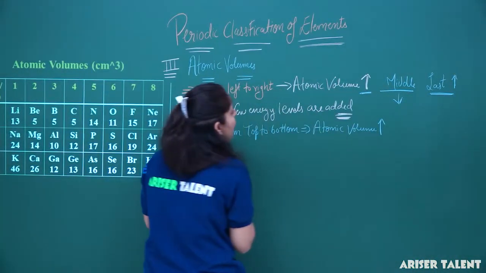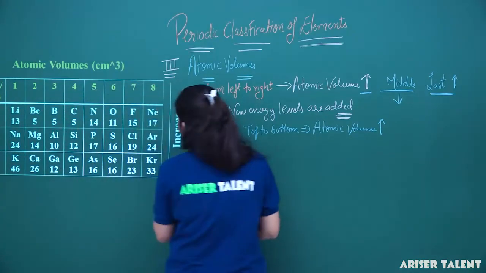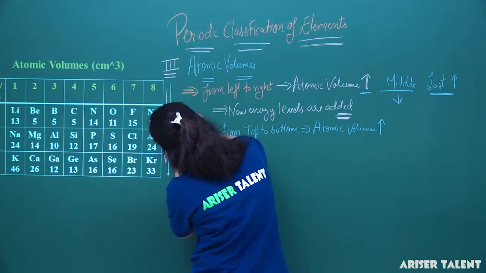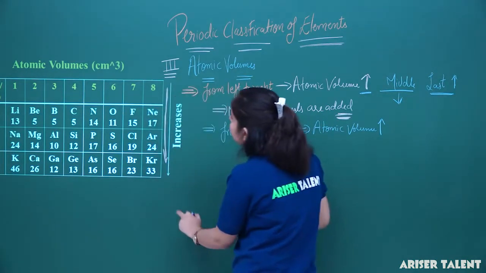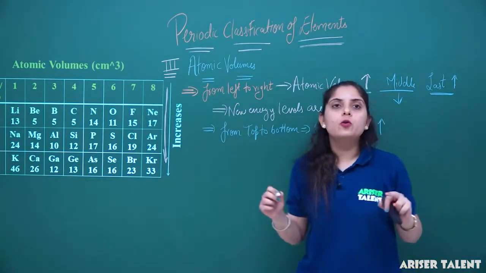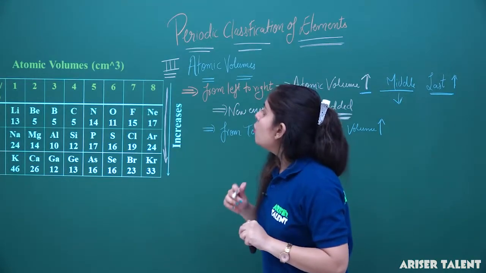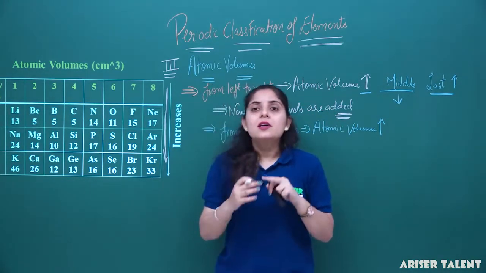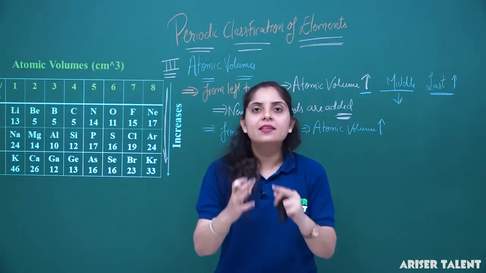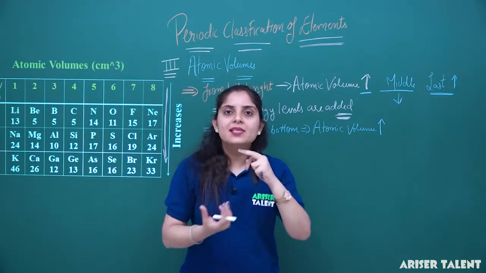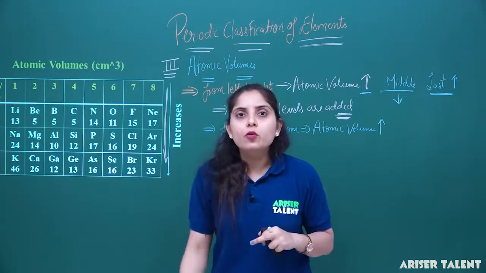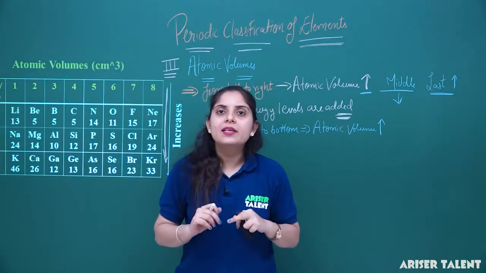Now, from top to bottom, you can easily observe that atomic volumes follow the trend of increasing. It is increasing because as more valence electrons are added in the valence shell, the size of the atom increases. As the size increases, the atomic volume gradually increases. And the effective nuclear charge is also going to increase in the periodic table.